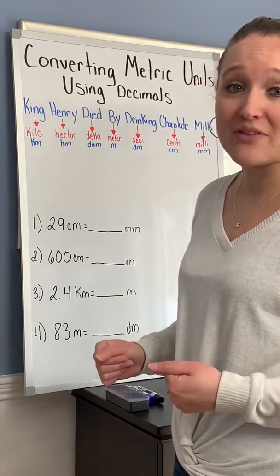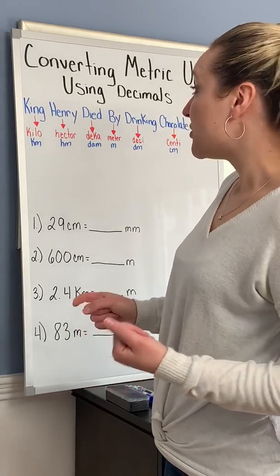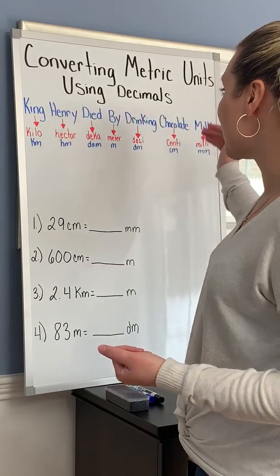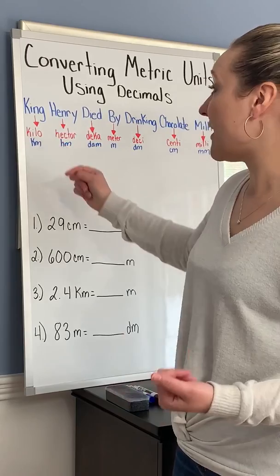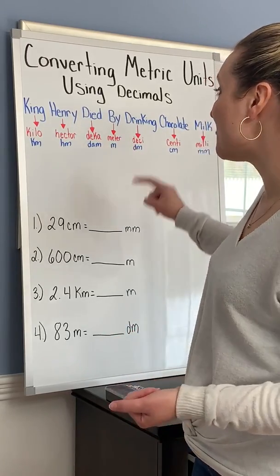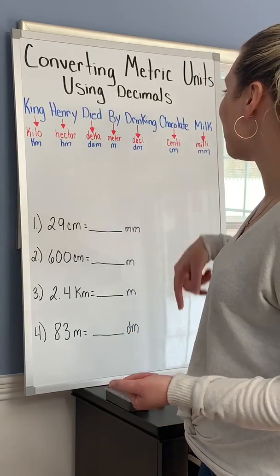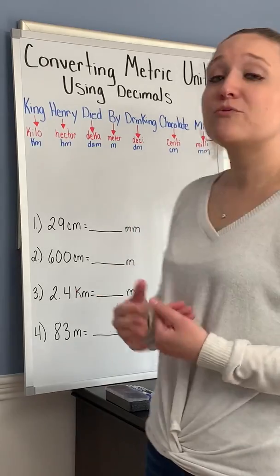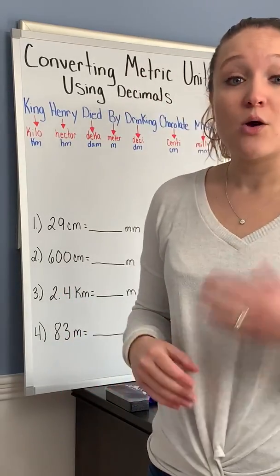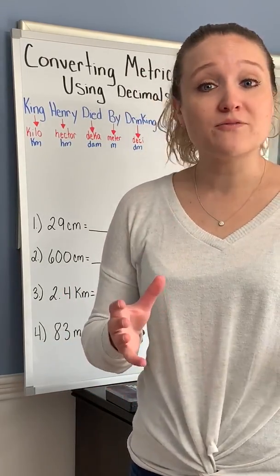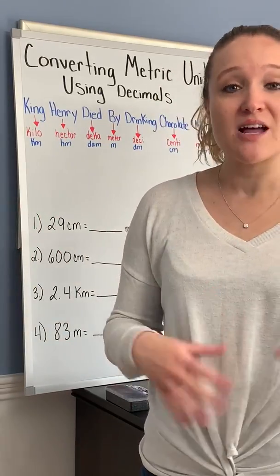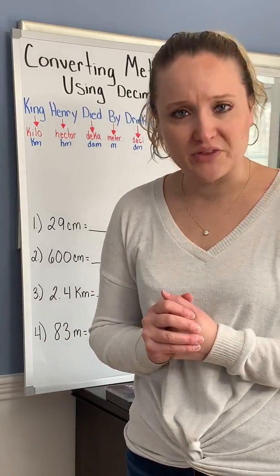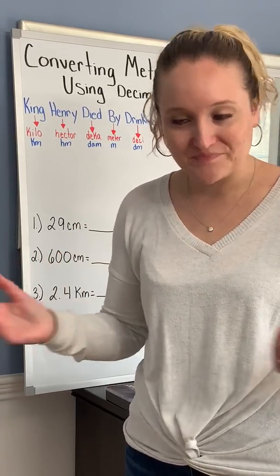And if you can remember that, on the top of your papers, you can write King Henry died by drinking chocolate milk, and underneath each, you can abbreviate it. KM, HM, DAM, M, DM, CM, and MM. Now, before we talk about how to convert one form such as millimeters to meters or meters to centimeters, I want to just quickly go over with you what this actually means.